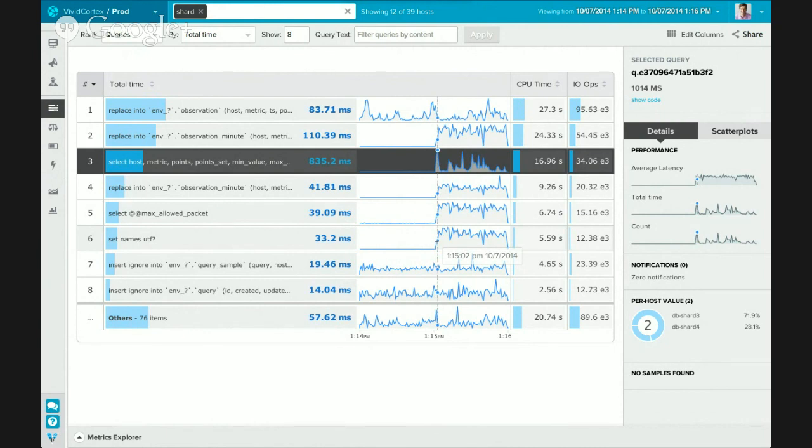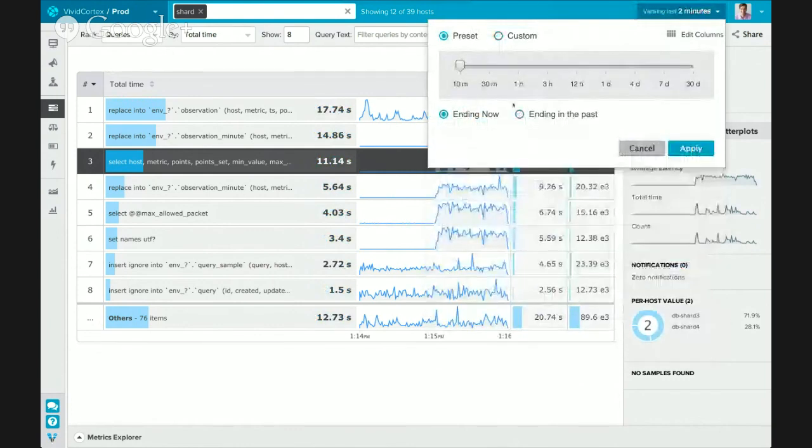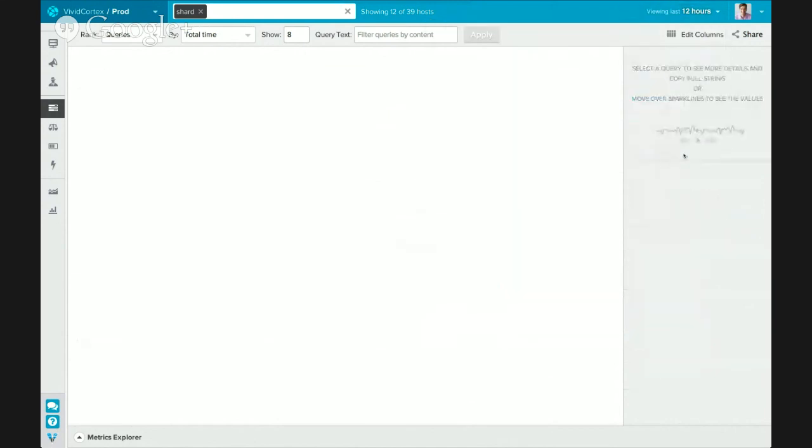But if a query executes here and its CPU time doesn't show up until a few seconds later, then we'll actually miss it. So in a lot of cases, this does benefit from looking across longer time ranges. So let's zoom out to a longer time range. I hope you can see this on YouTube. And I'll just look at the last 12 hours of data.